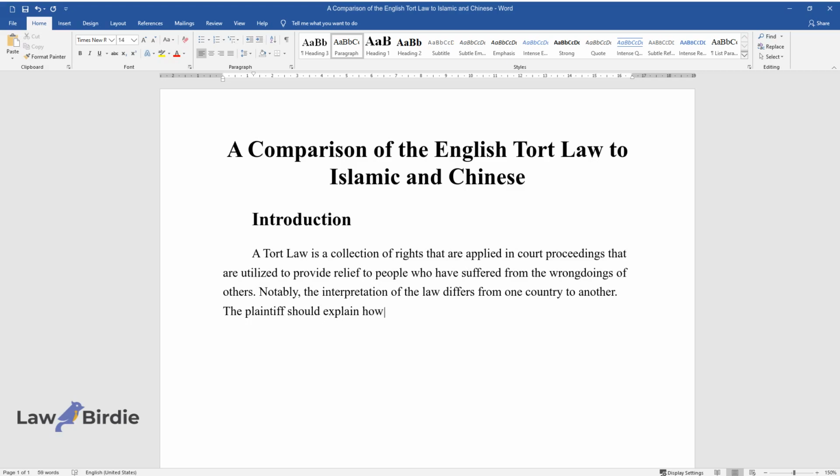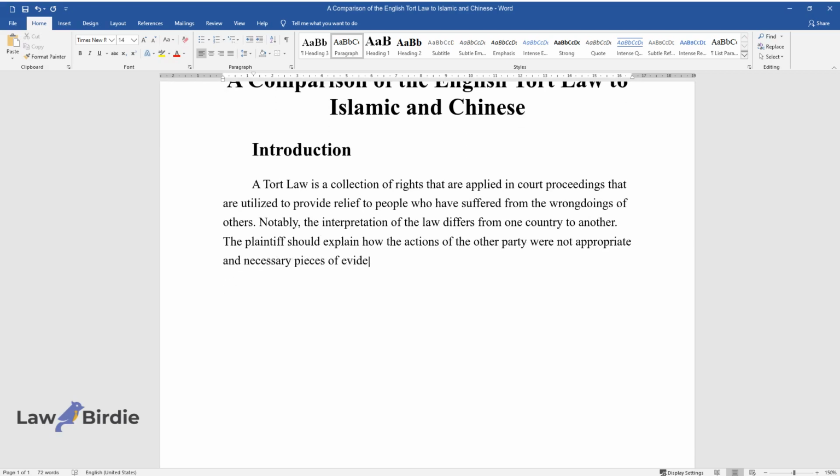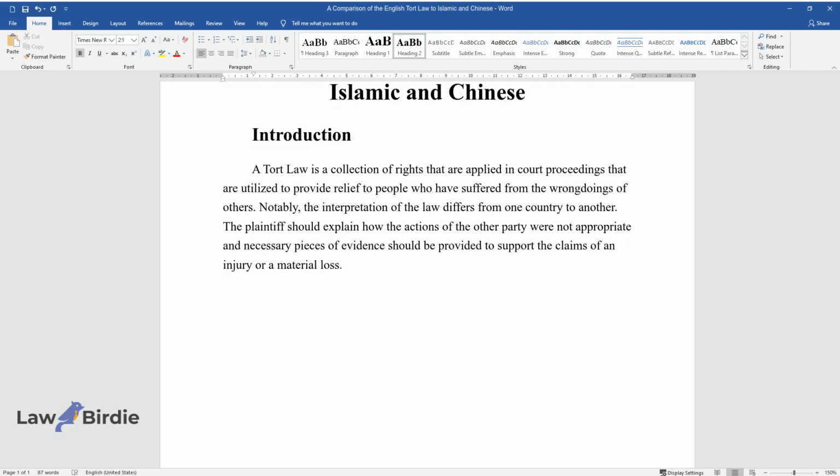The plaintiff should explain how the actions of the other party were not appropriate, and necessary pieces of evidence should be provided to support the claims of an injury or a material loss.